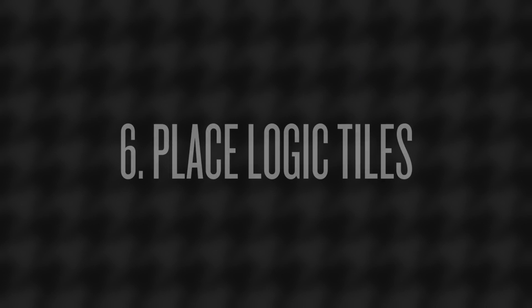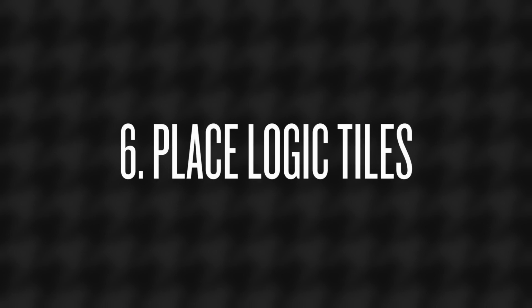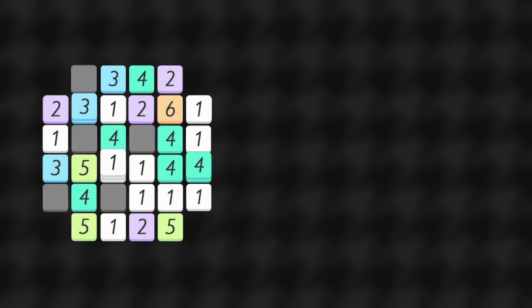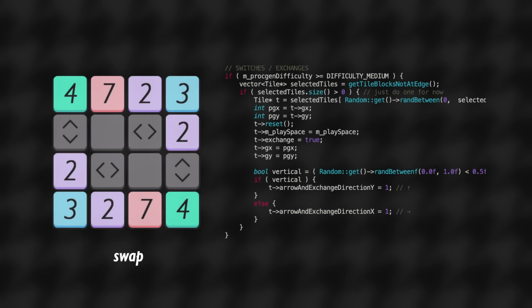Anyway, that's it for stacks. The last thing the generator does is to try and create some of the special logic tiles, the ones which switch tiles around or can manipulate the grid in some way. If it's a medium puzzle, it will try to find a block tile and then convert it to an exchange or swap tile, performing the exchange by random chance.